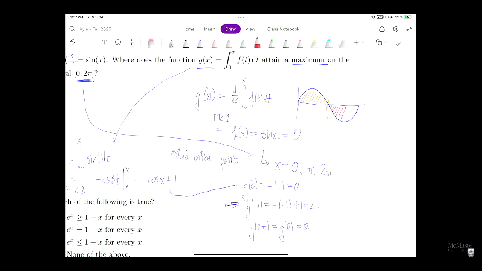And then geometrically, g of 2 pi is going to be 0. Notice by the time we accumulate area all the way up to 2 pi, all of our positive area is going to have canceled out with all of our negative area. Cool, so I think this is a nice geometric intuition for this one. What questions do we have?